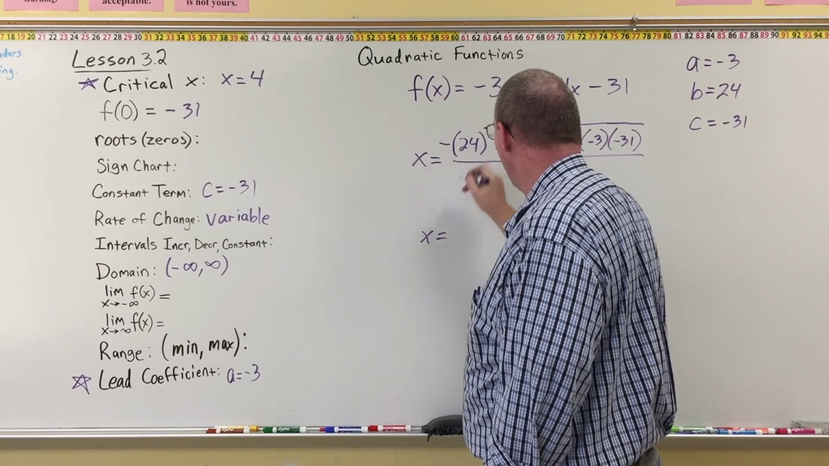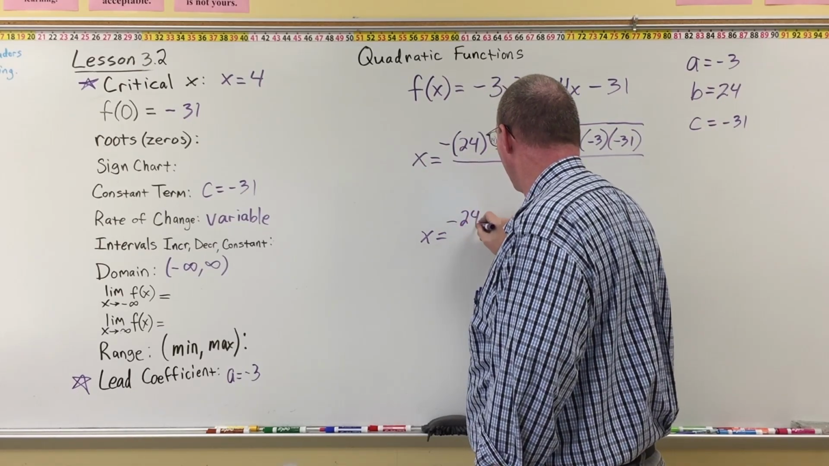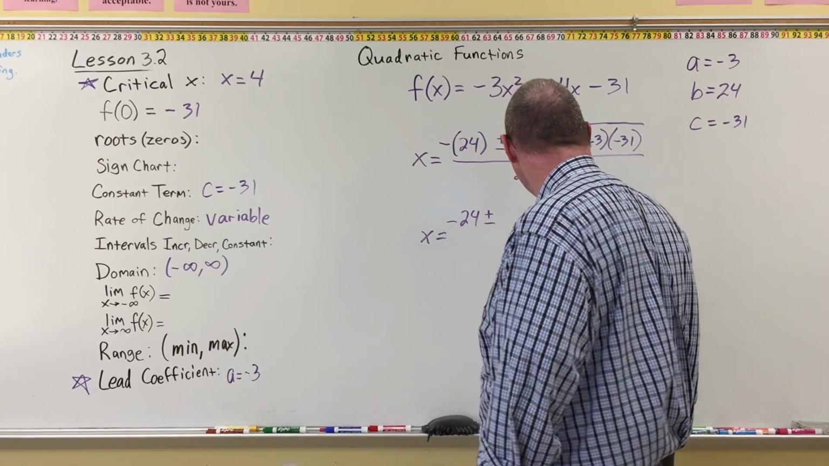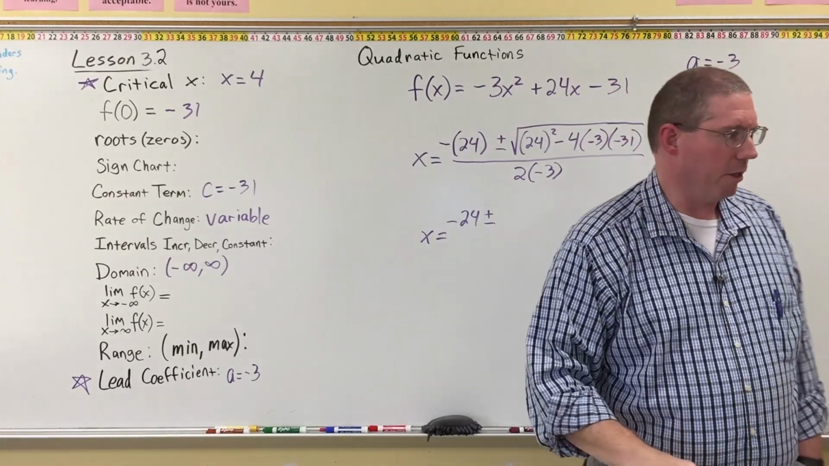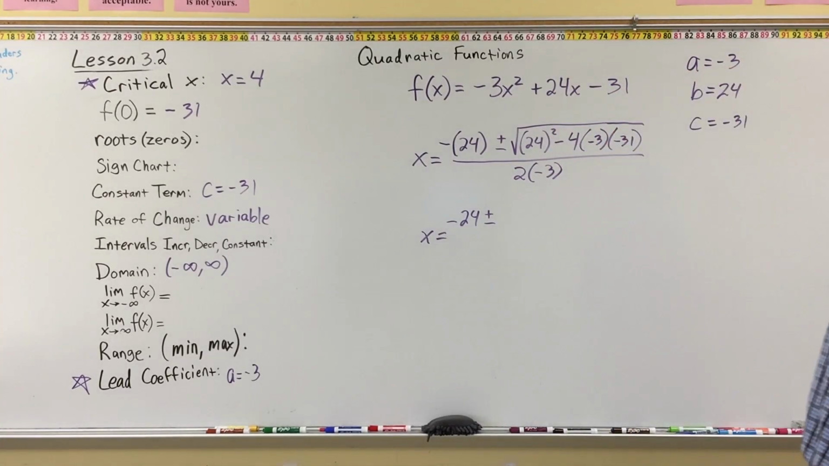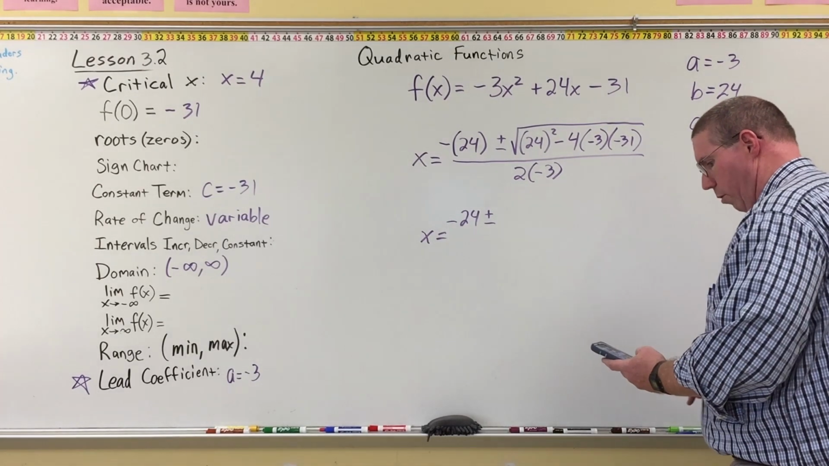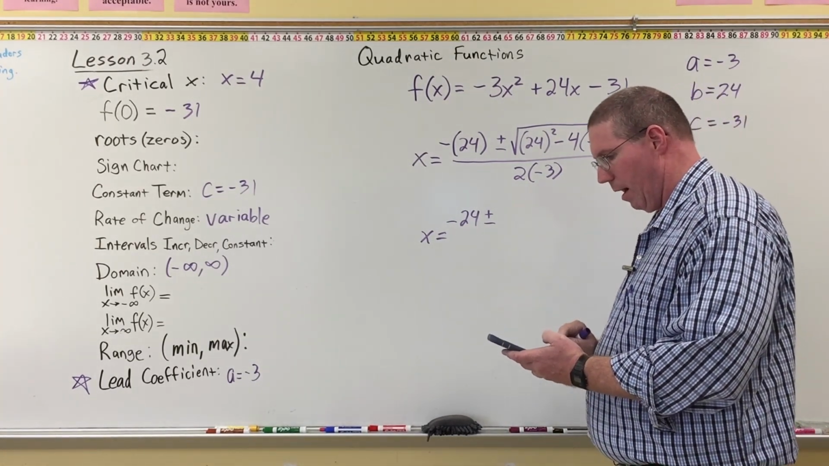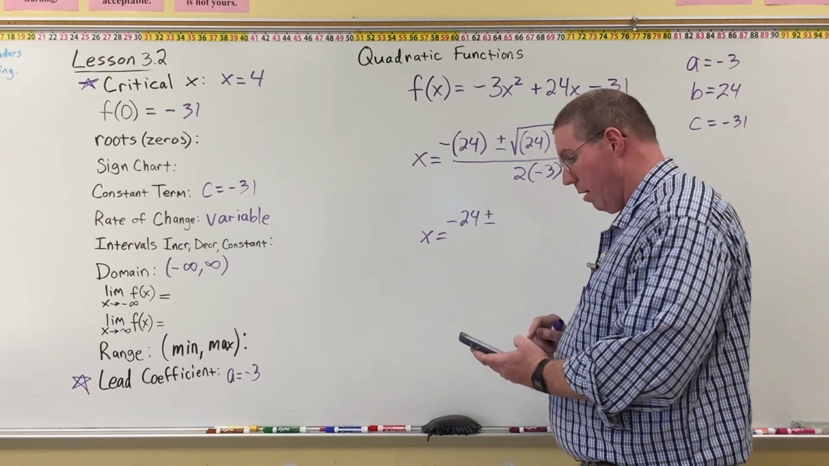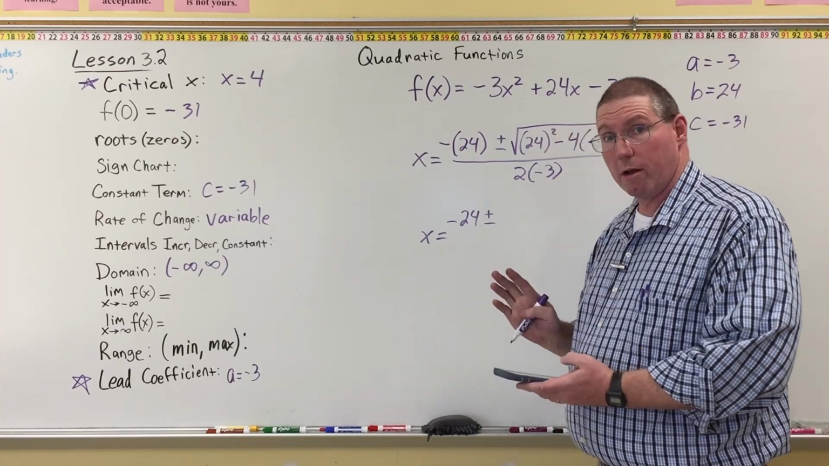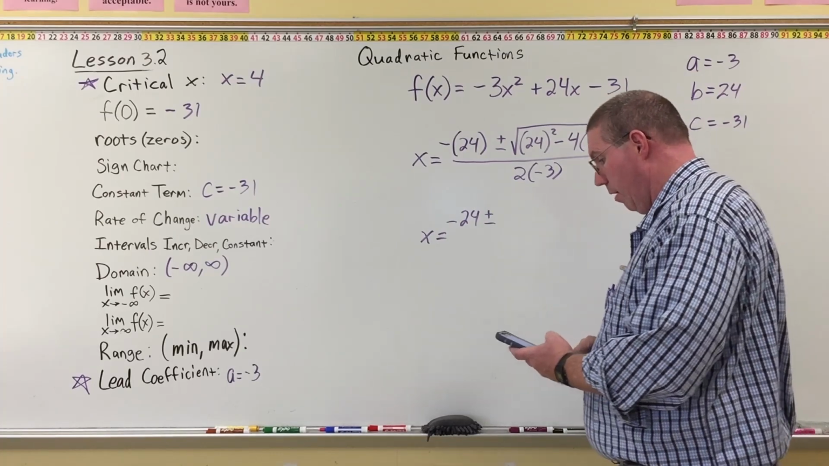So let's go ahead and do this. x is equal to, well, negative 24 is negative 24, plus or minus. I'm going to grab a calculator for this one. I actually don't have one nearby, but I do have my cell phone, and that has a nice NumWorks calculator app on it. Highly recommend the NumWorks graphing calculator. I also recommend the other ones, but I happen to love the NumWorks.